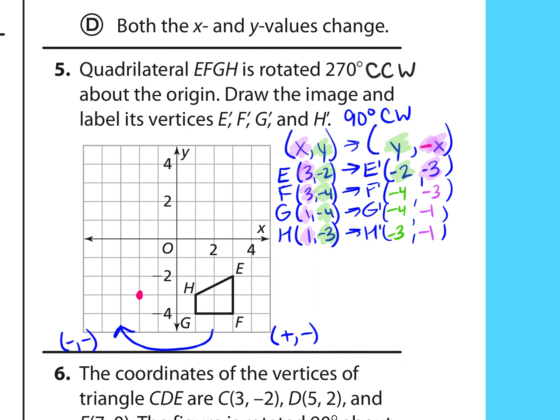Negative 2, negative 3 was point E prime. Negative 4, negative 3 was F prime. Negative 4, negative 1 was G prime. And negative 3, negative 1 was H prime. And we have finished this problem.